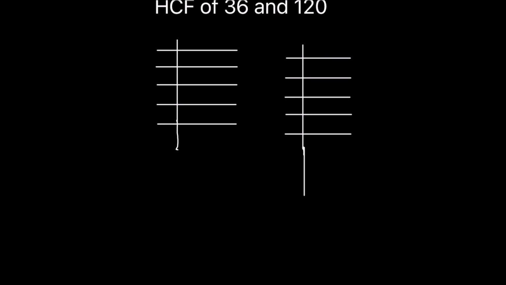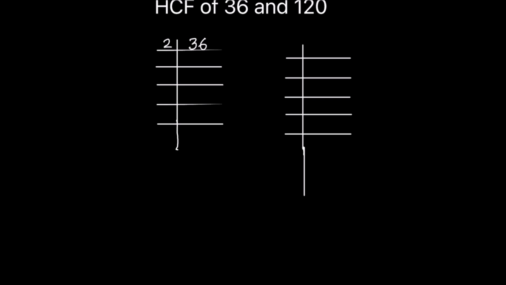Hello students, in this video we are going to learn how to find the HCF of two numbers. The two numbers are 36 and 120. For finding the HCF we are going to use the prime factorization method, where we divide numbers by prime numbers and find the factors of the numbers. We are going to divide the two numbers separately and find the common factors between the two numbers. So let's divide the number 36.